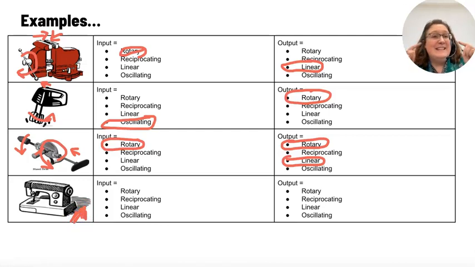This one's tough. So first off, you have to pretend that there is no cord. This is a hand motion. So in this case, you would turn this dial here to move the sewing machine needle; the needle itself goes up and down once for every turn. That makes your input pretty obvious. That's a rotary. And your output would be reciprocating because it's going up and down repeatedly. You turn once, you get both the down and the up.